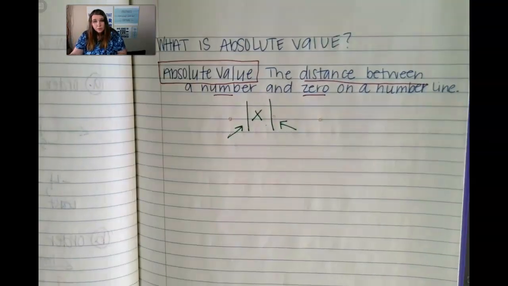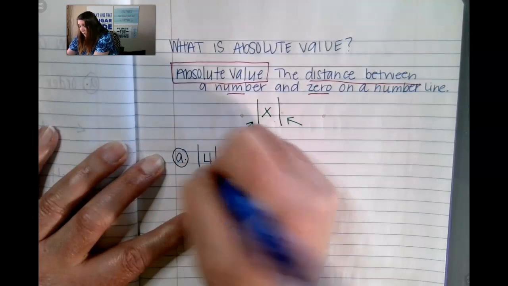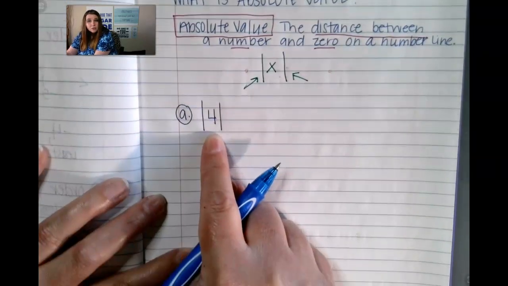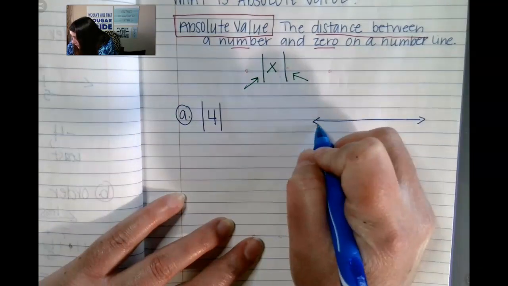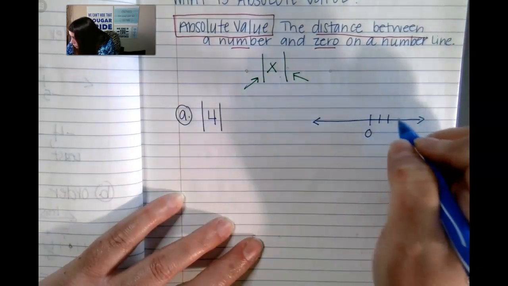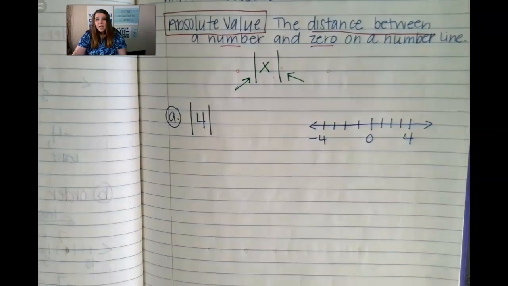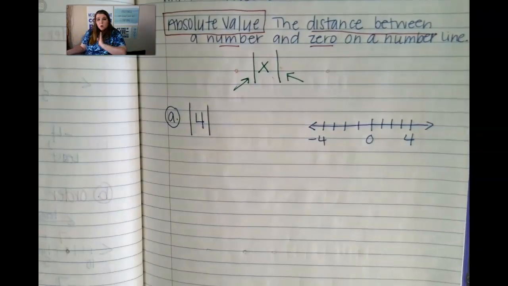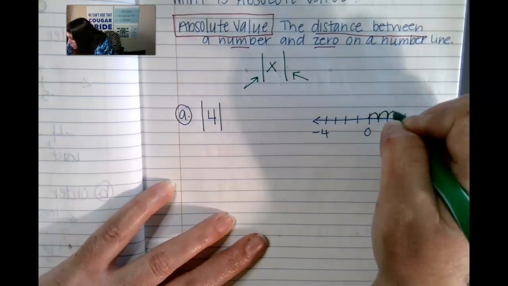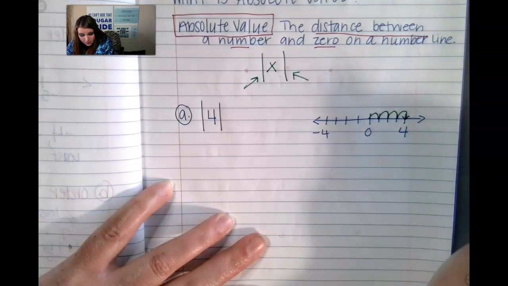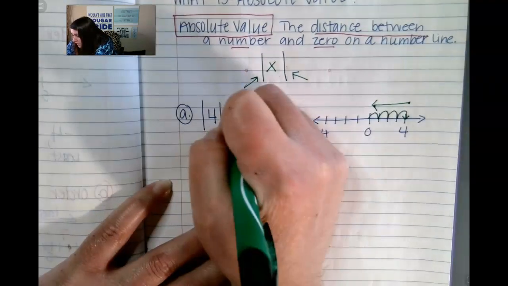So let's do a couple examples so you can see what I am talking about. Example A, let's say that I have something that looks like this. This is read as the absolute value of 4. So to find the absolute value of 4, we're going to make a number line. Here's 0, 1, 2, 3, 4, 1, 2, 3, negative 4. We can find how long it takes to get from 4 to 0. So how many jumps is it? Well, it's 1, 2, 3, 4 jumps from 0. So to get from 4 to 0, I jumped 4 jumps. So the answer is 4.